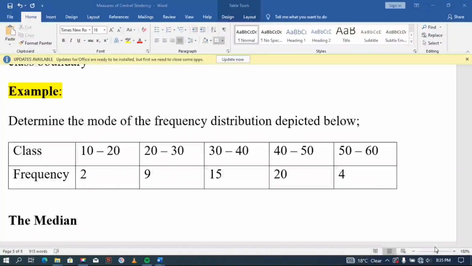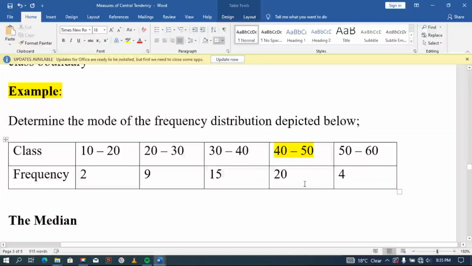The question wants us to find the mode. Remember, we said the mode is given by that class having the highest frequency when it comes to grouped data. First of all, we need to tell the modal class. Which one would be the modal class? We simply look at the frequencies. You have frequencies of 2, 9, 15, 20, and 4. You find that 20 happens to be the highest frequency. So the class corresponding to that frequency of 20 is what we take to be the modal class, meaning our modal class is the class of 40 to 50. The reason being it has the highest frequency of 20.